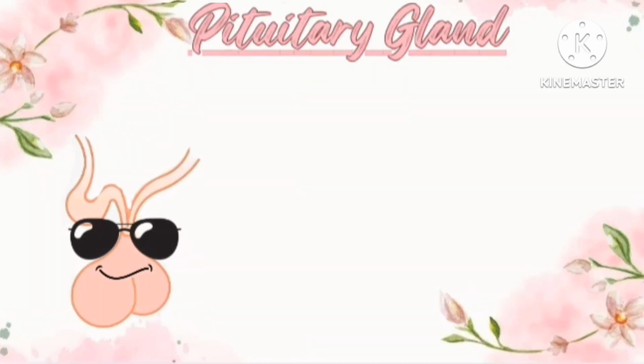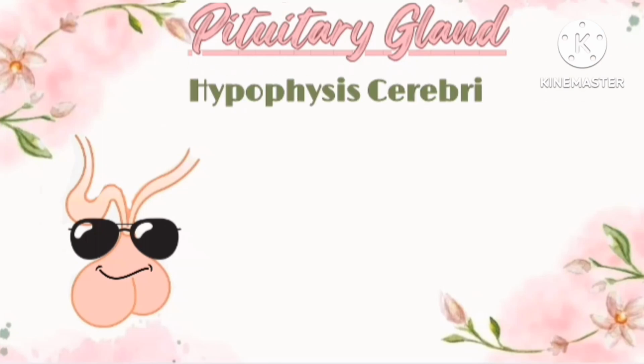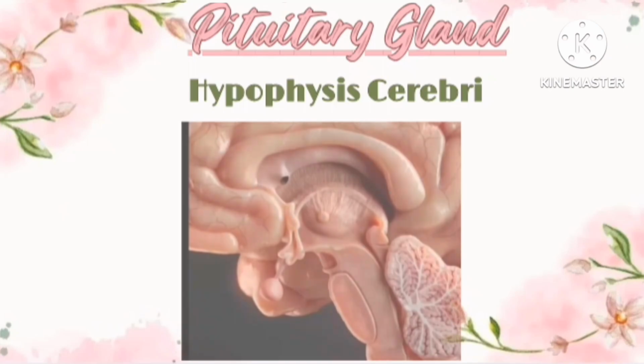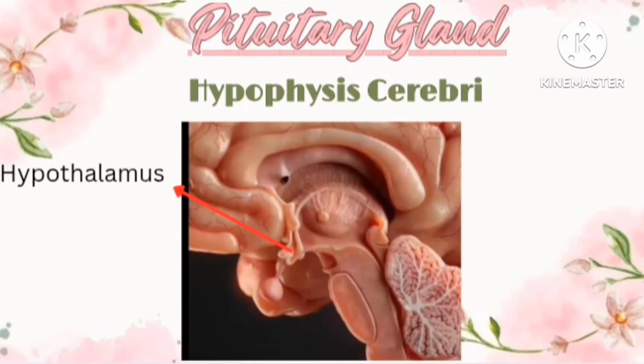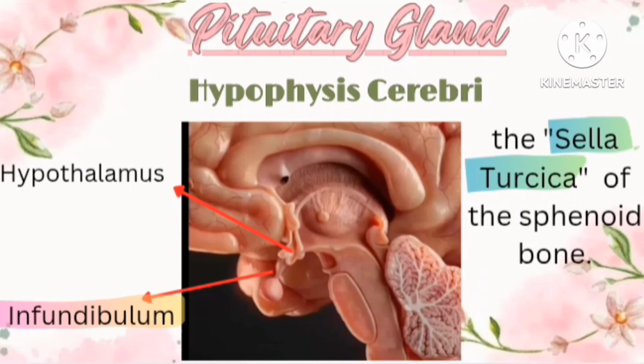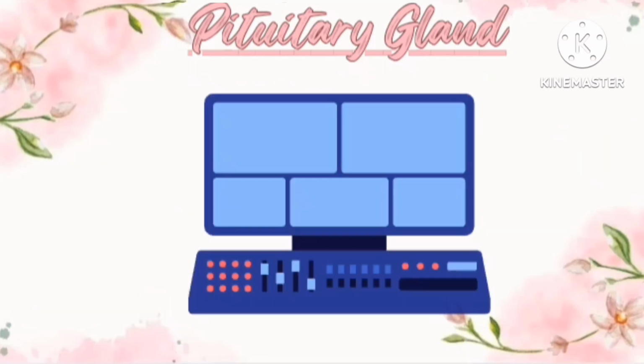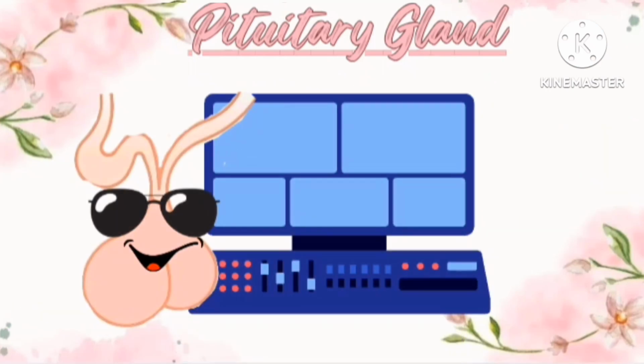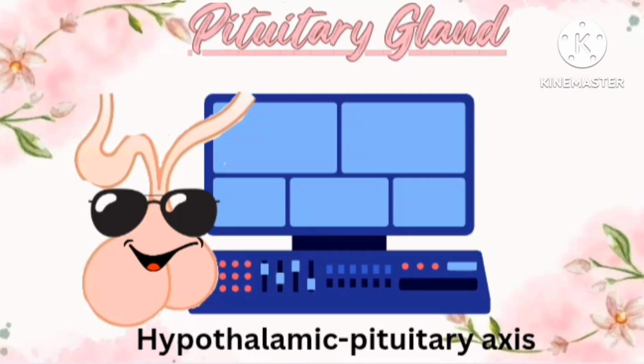The pituitary gland, also called hypophysis cerebri, is an ovoid structure weighing about 0.5 gm. It hangs just below the hypothalamus, connected through a slender stalk called the infundibulum. It sits inside a protective bony cavity of the skull, the sella turcica of the sphenoid bone. The hypothalamus and pituitary are deeply connected, like a control room and its operator, forming the hypothalamic pituitary axis, which maintains internal balance or homeostasis.